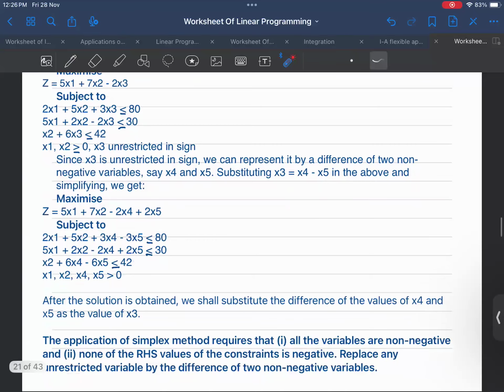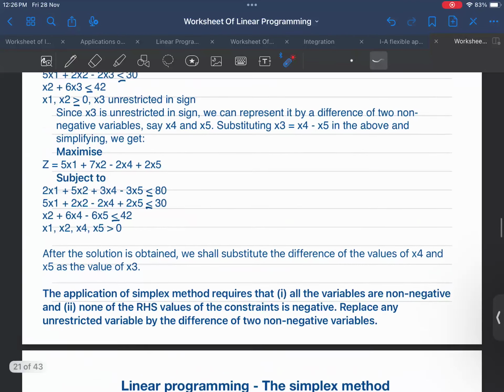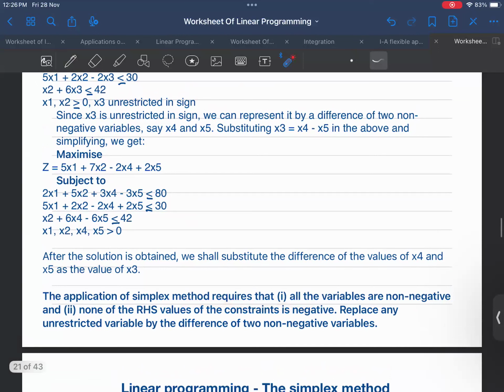After the solution is obtained, we shall substitute the difference of the values of x4 and x5 as the value of x3. Definitely, we will bring it back. I think it's clear. Now, the application of the simplex method requires what things? First, all the variables are non-negative. Secondly, none of the RHS values of the constraints is negative. That means replace any unrestricted variable by the difference of two non-negative variables. Two conditions.